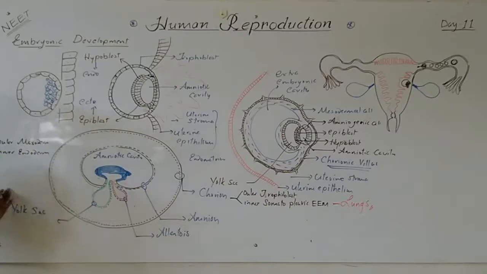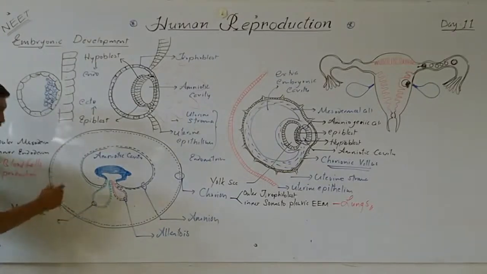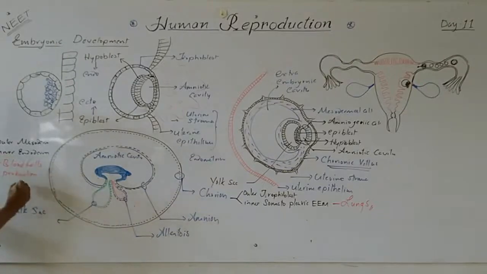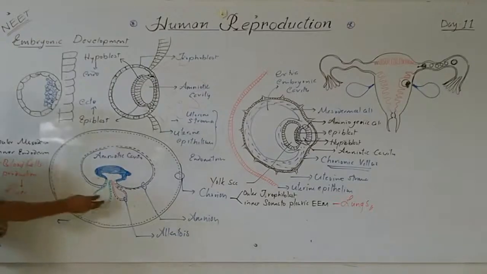This yolk sac is vestigial in human beings. It is present in other organisms. It will produce blood cells for the time being, for 6 weeks. After that, this function of blood cell production is taken by the liver. So in human beings, Homo sapiens, the yolk sac is vestigial, and later the function is given to the liver.